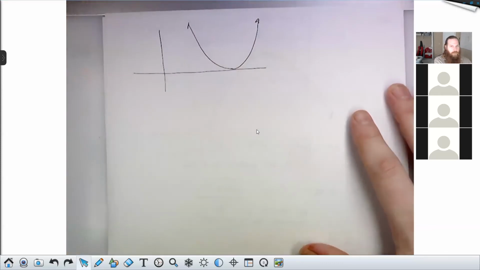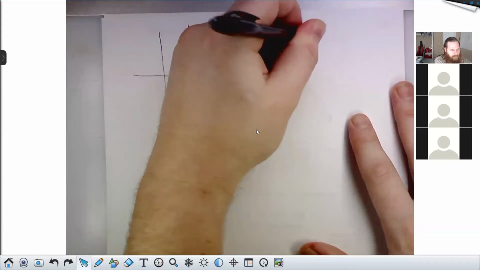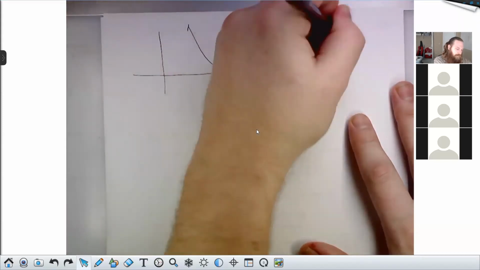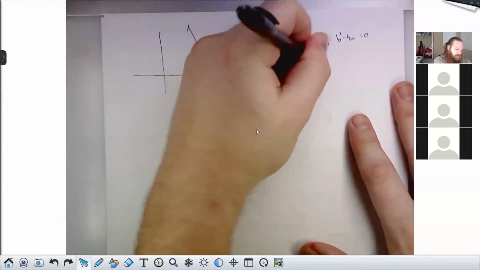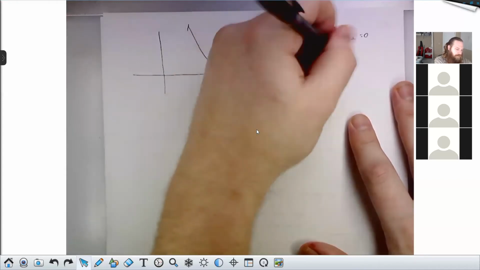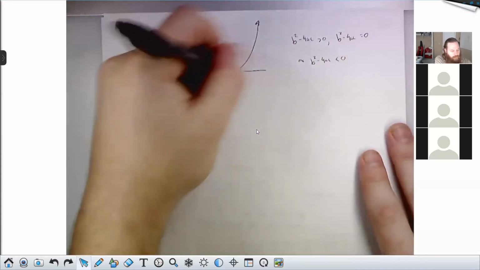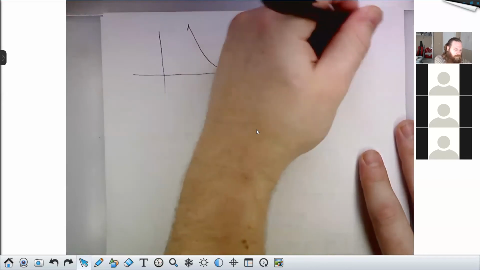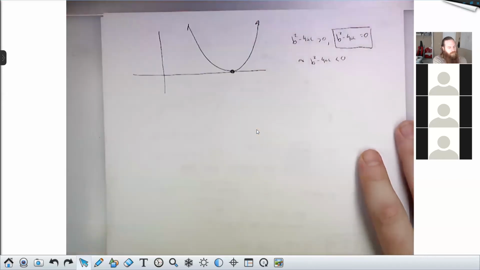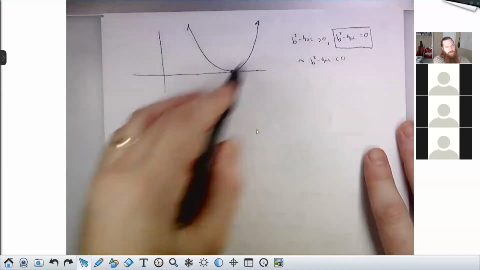Is the discriminant here positive or negative? Yeah, here it's equal to 0, right? Because we have one x-intercept. We have one real root. A here would be positive, right? Because your parabola is opening up.